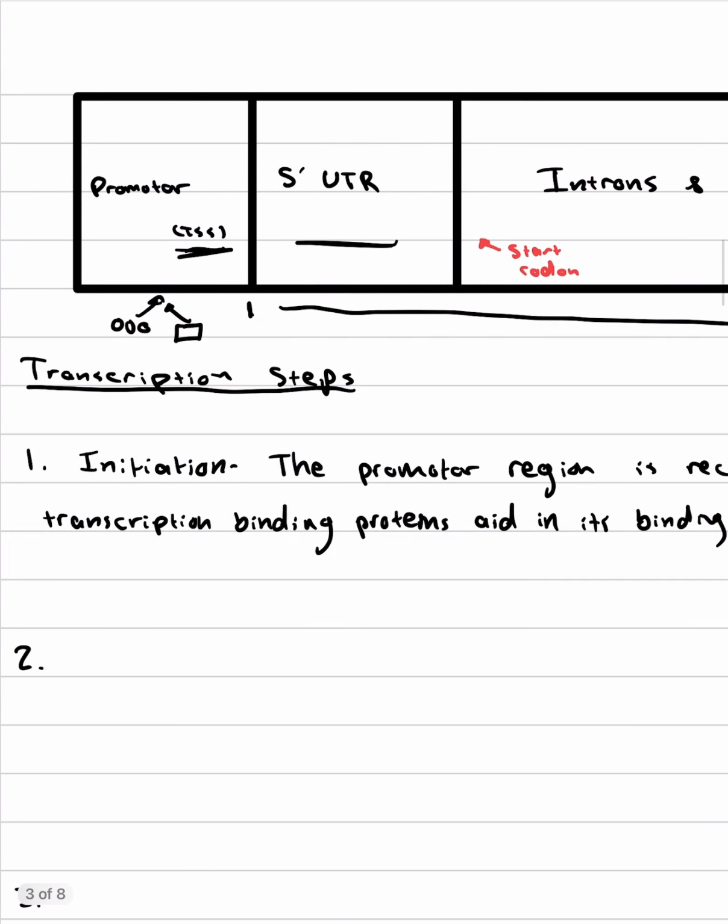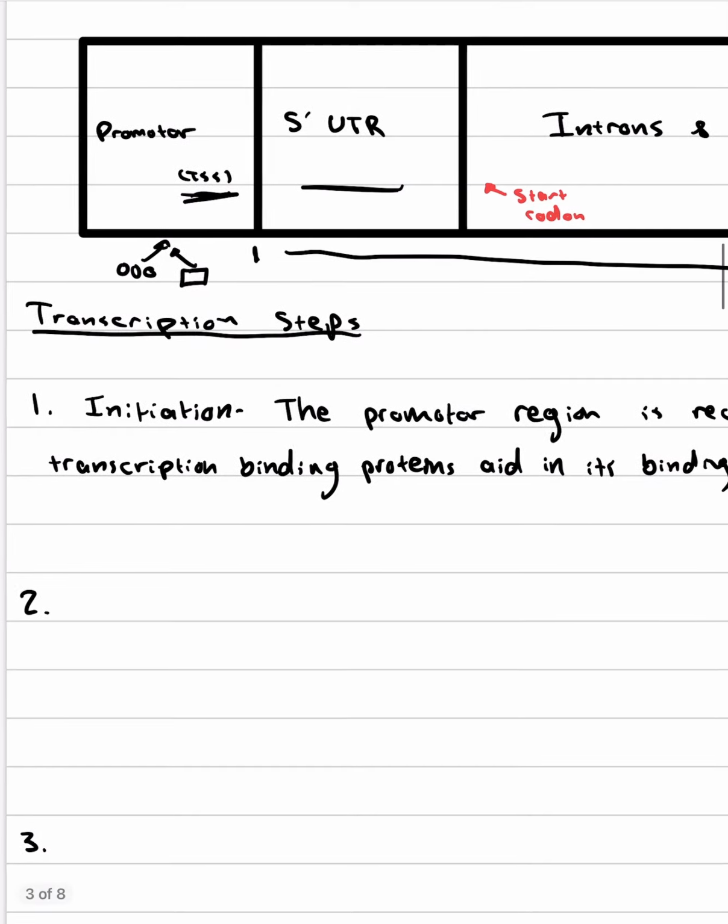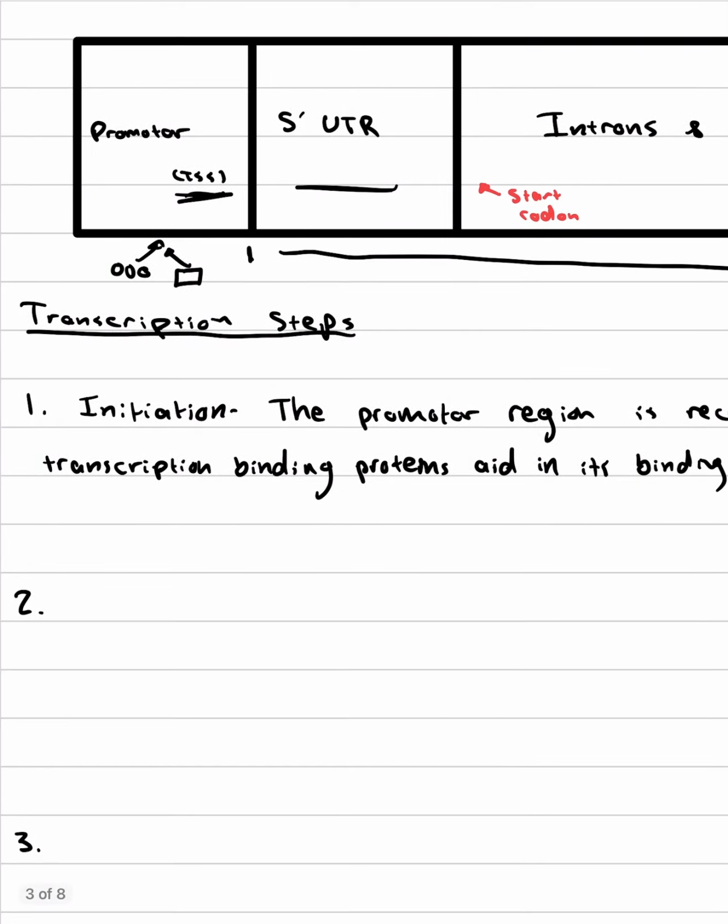The second step that occurs is known as elongation. In elongation, RNA polymerase moves along the DNA strand in the 3' to 5' direction, making nucleotides in the 5' to 3' direction.